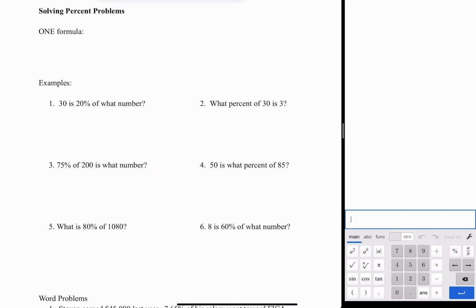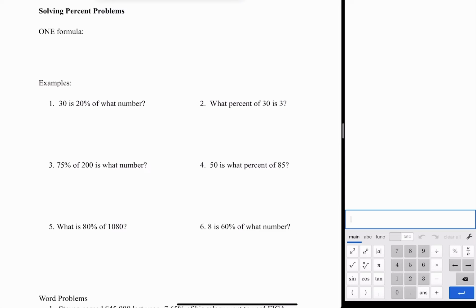Today we're going to take a look at solving percent problems. These can be a little bit intimidating if you use the traditional formula that's usually given to you. What we are going to use is a little bit different. It makes life so much simpler. It takes a lot of the guesswork out of things.